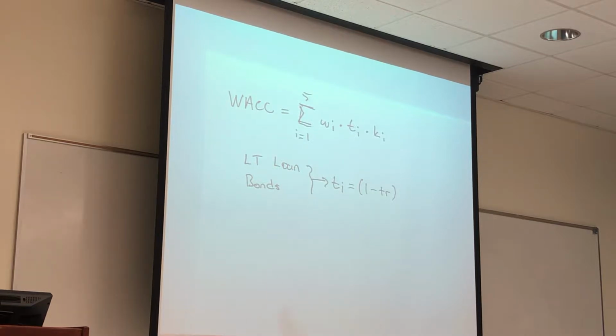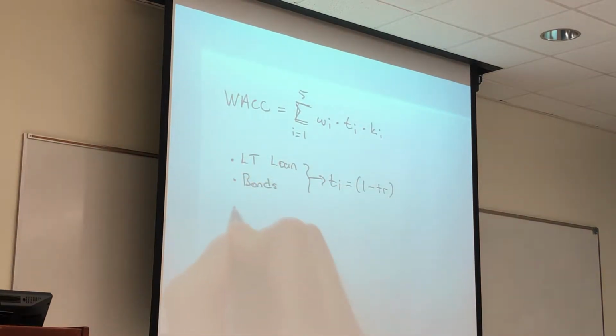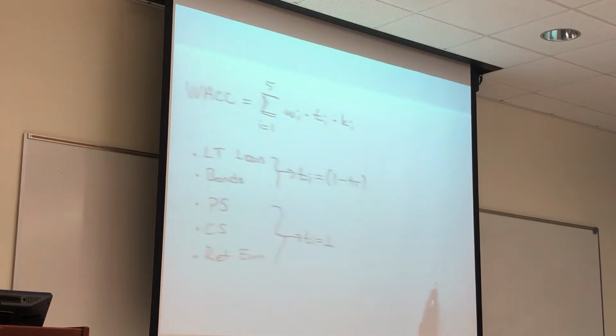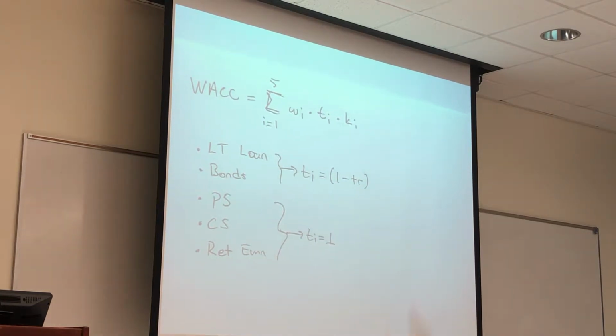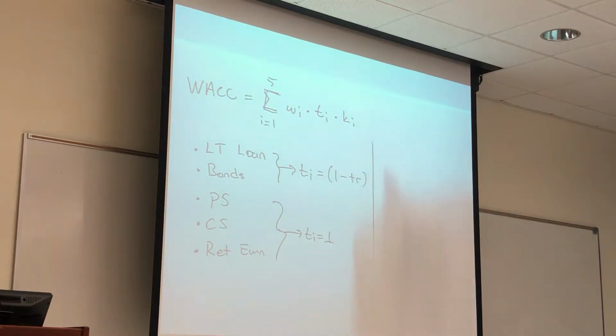The others, preferred stock, common stock, retained earnings, T_i will be equal to 1. Or you can just ignore that. This is very important because we only apply the tax to these 2. That's good to know. So, I'm going to skip the weights and I'm going to do the K_i for each.